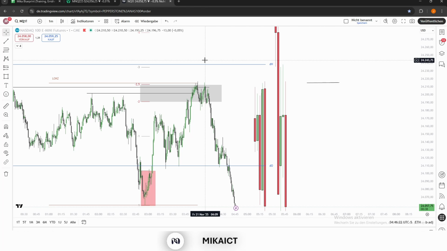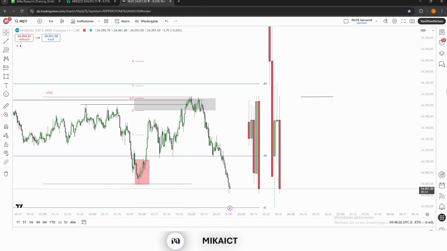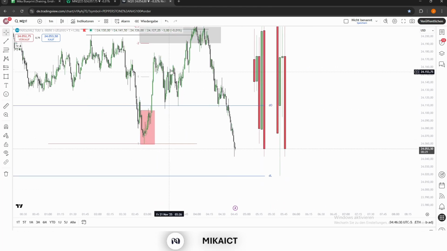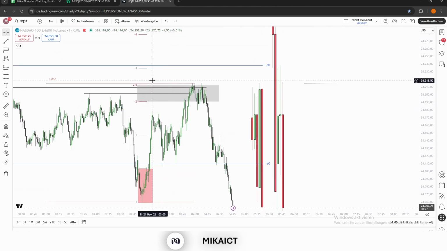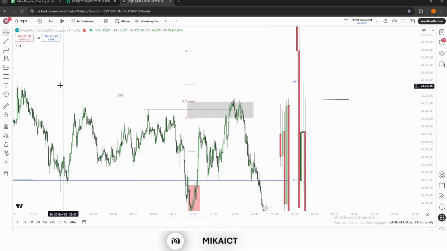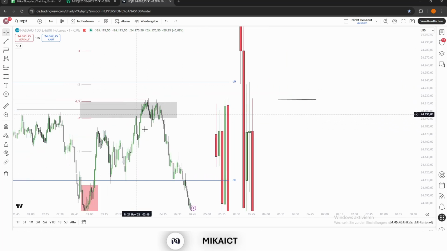And if you don't understand this, just watch my video about standard deviation. I'm just trying to explain this quickly. We are trying to predict future price levels where price could reverse. And we have two different zones. We have the -4 zone and the zone between -2.5 and -2. Today I chose this zone here because it was in alignment with these highs here.